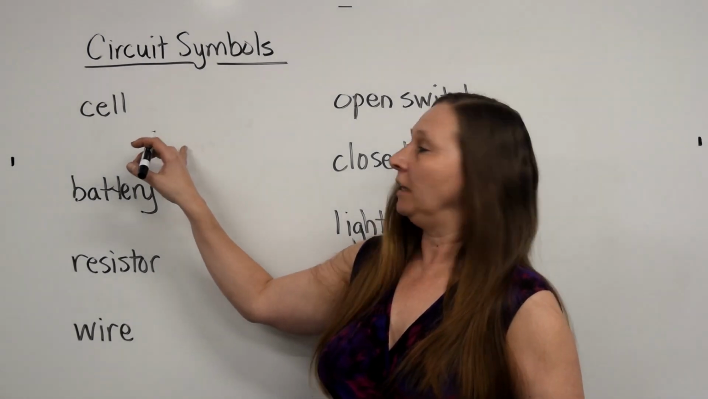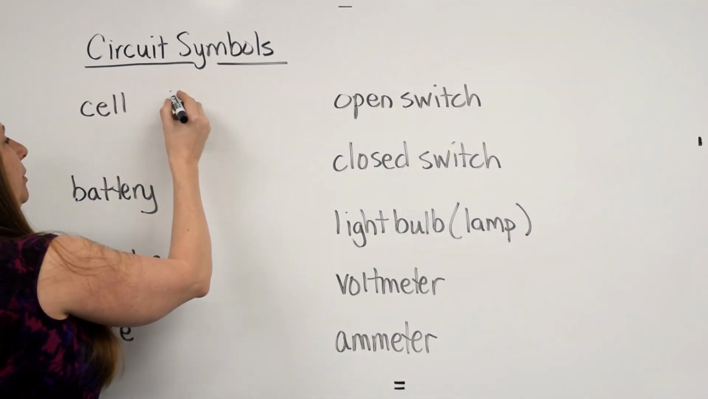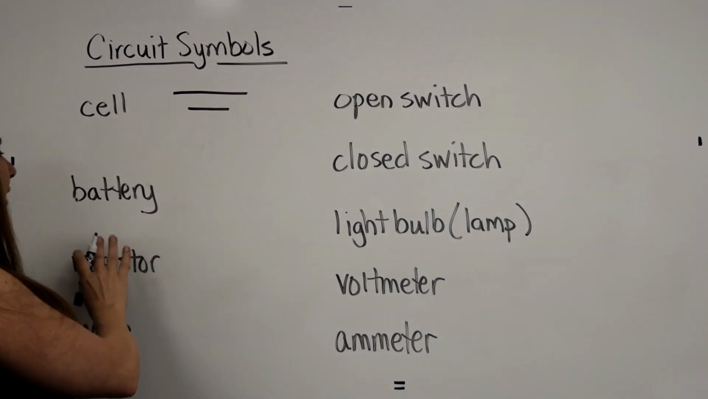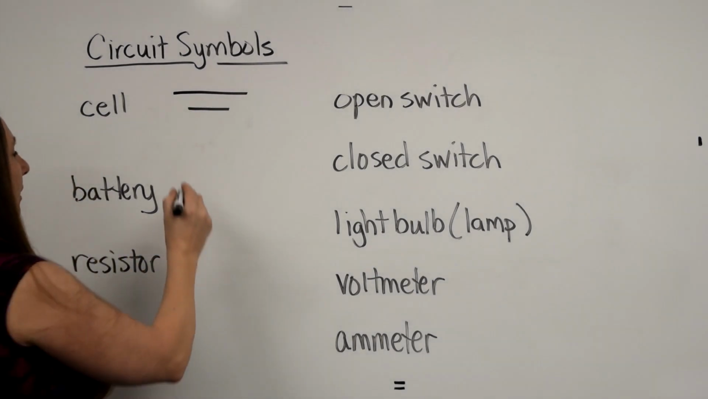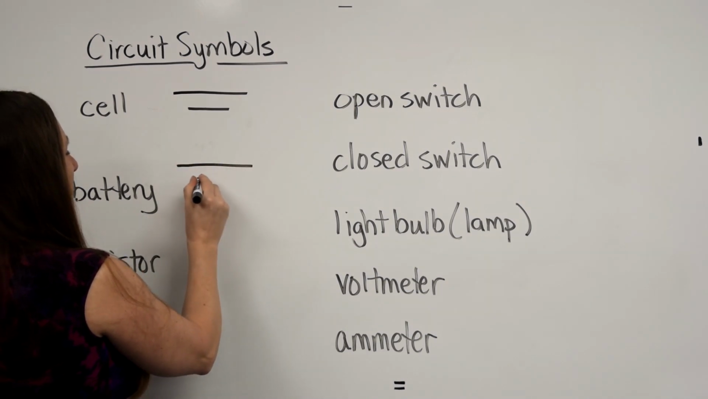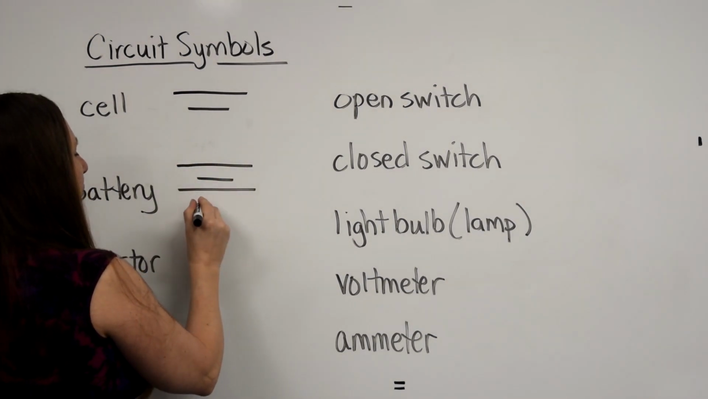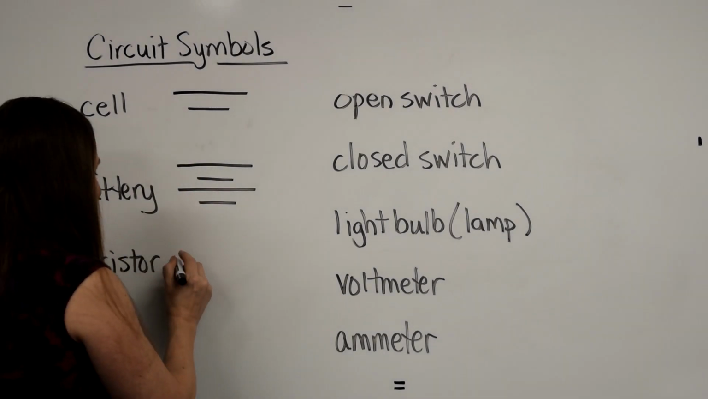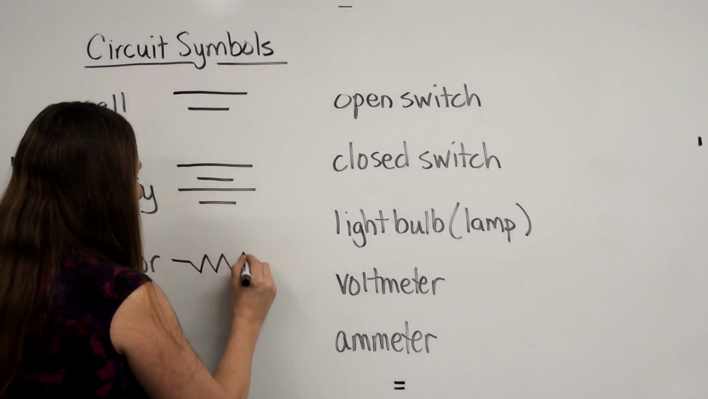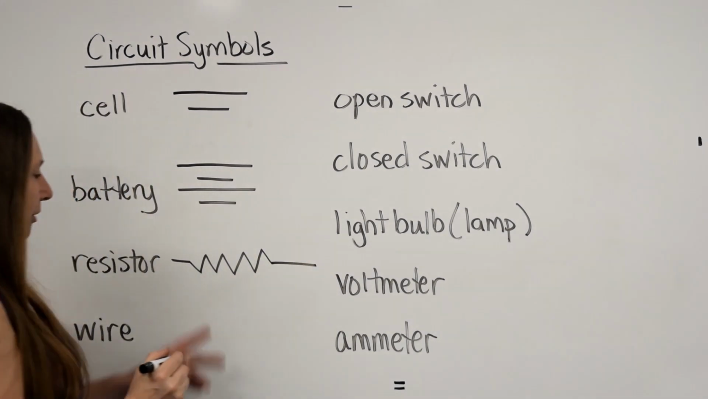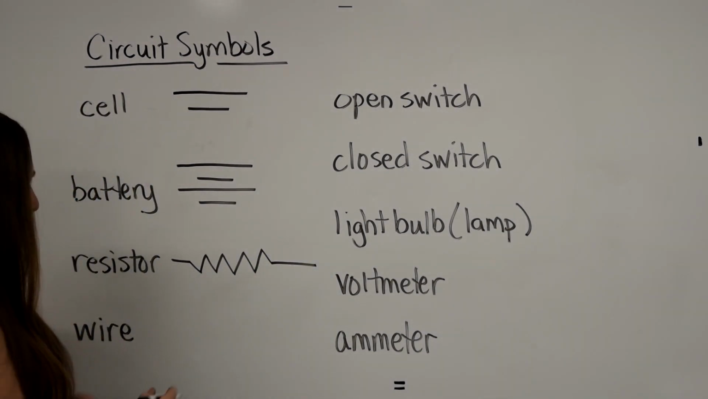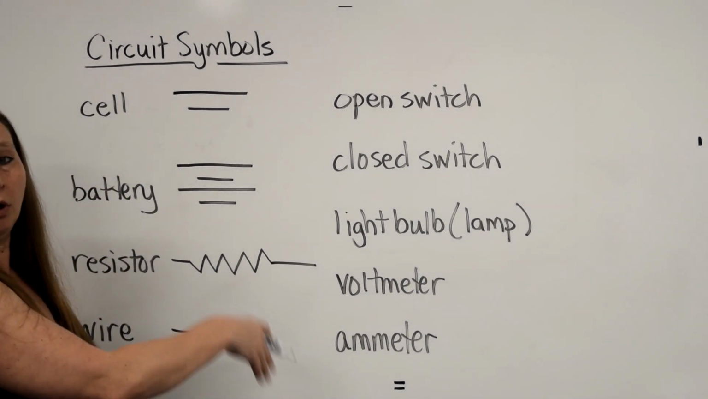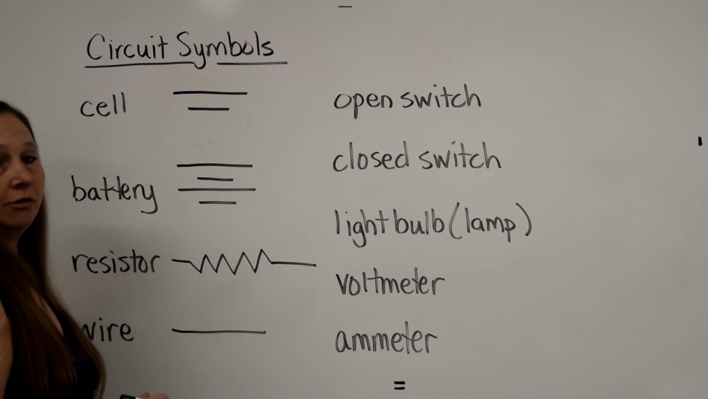All right, a cell would be drawn as one positive and one negative. A battery would be two or more cells. So we could have one positive, one negative, and one positive and one negative. So that's a cell, that's a battery. A resistor is a jagged line, that's probably too many teeth. A wire is just a line. Of course, that line could be going across or up and down or pretty much in any direction.